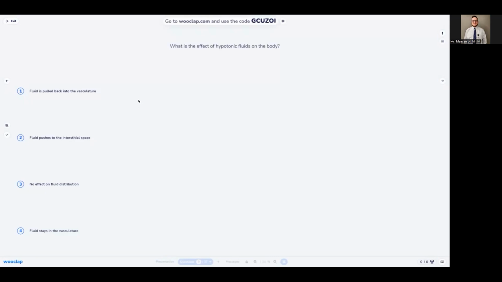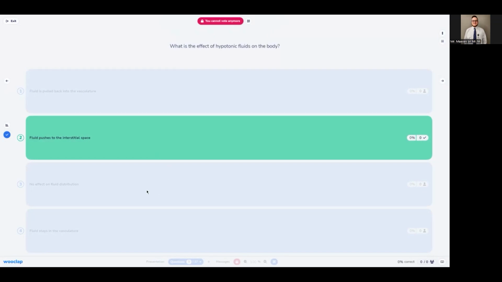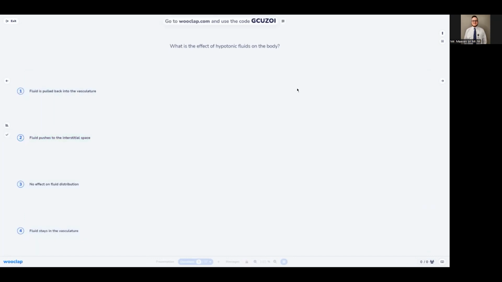So what we just learned: what is the effect of hypotonic fluids on our body? What is it going to do to our body? I'll give you a second to answer. Okay, and if you answered number two, you're correct. Hypotonic is going to make the cells swell. It's pulling fluid out of our vasculature, or pushing it into interstitial space. Hypertonic is going to pull fluid into the vasculature.